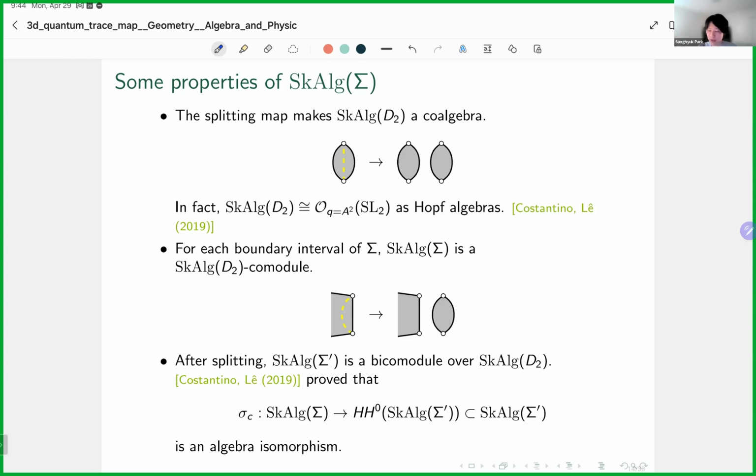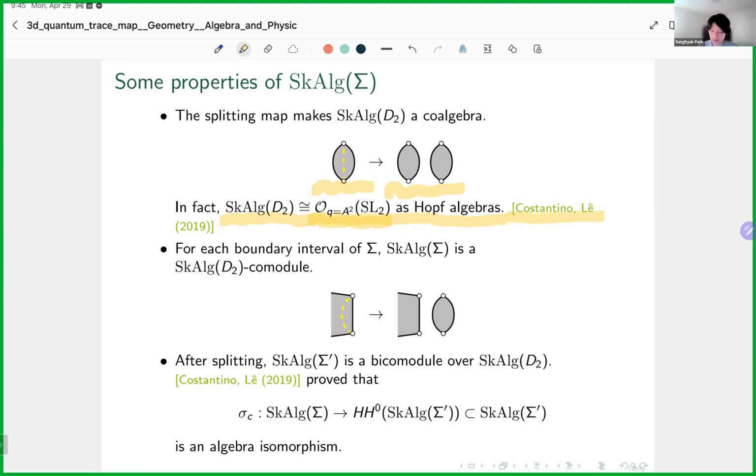So let's say our surface is a bigon, so it's a disk with two punctures on the boundary. Then there is an ideal arc connecting the two punctures, and once we split, we get two bigons. This splitting map endows the stated skein algebra of the bigon with a coalgebra structure. The splitting map becomes a coproduct map. And it turns out that this stated skein algebra is in fact a Hopf algebra, and as a Hopf algebra is isomorphic to O_q(SL2), the quantized coordinate ring of SL2, which is a Hopf dual of U_q(sl2), the quantized universal enveloping algebra of sl2.